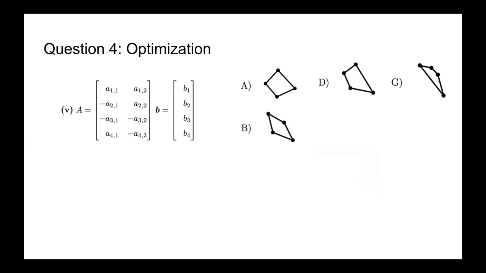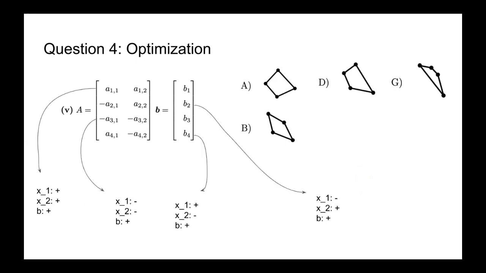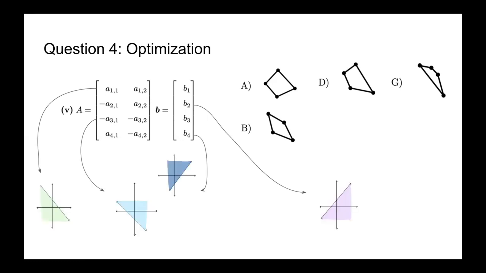Now moving on to part B, where we're given this configuration of A and B matrices. So in this case, B is always positive. And then we're given four different configurations of the signs for the A values for each constraint. So in terms of the graphs that are generated from each of these constraints, those graphs would look something like this, where we have four different configurations.